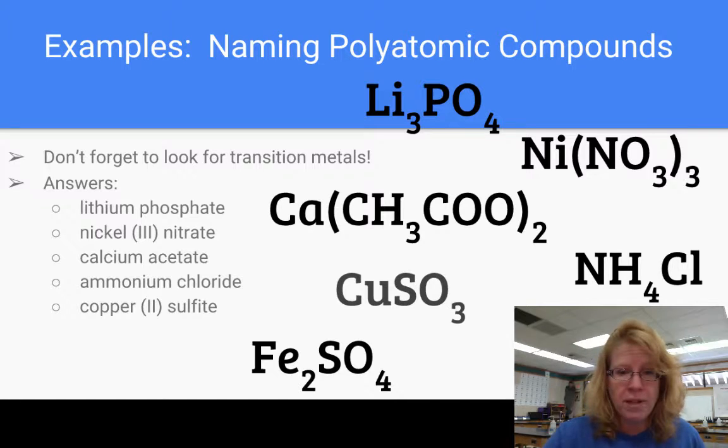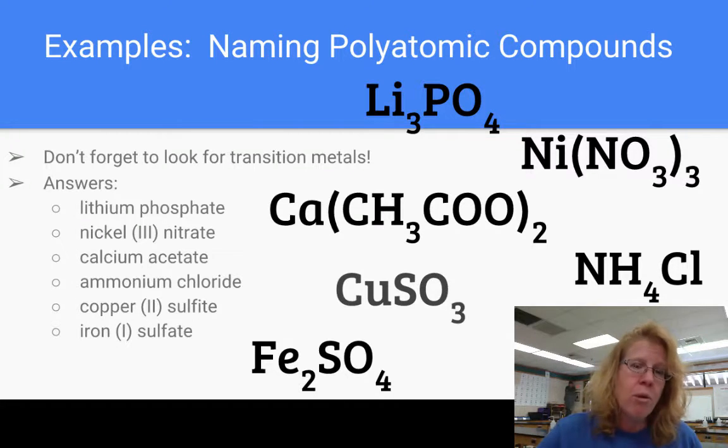And then the bottom one, Fe2SO4, this one's a little bit tricky as well. There's our sulfate that I was just mentioning a second ago, SO4. The Fe2, this has to be iron 1 sulfate. So let's talk it out.